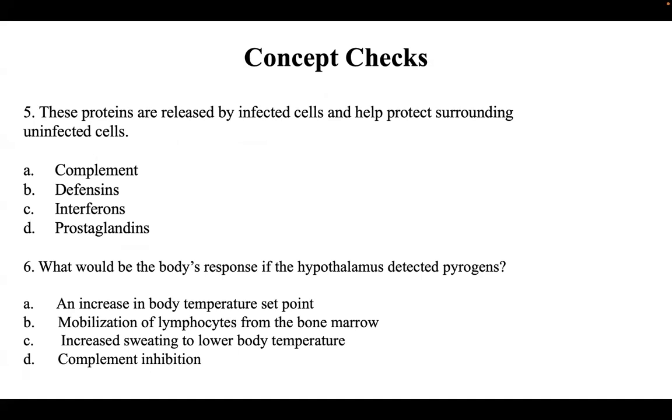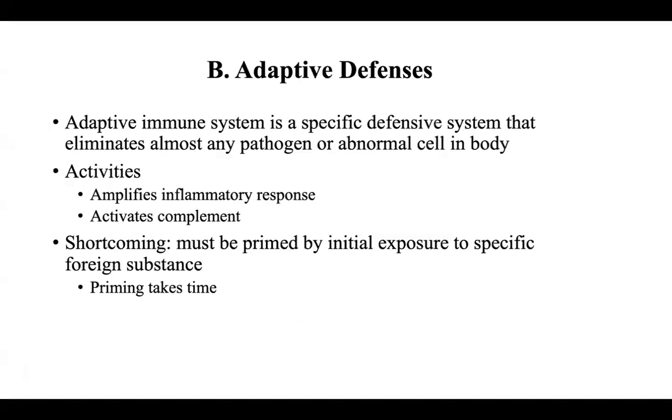Virus infected cells. What would be the body's response if hypothalamus detects pyrogen? Number 6. What is that? A, increase body's temperature beyond a set point. Set point means beyond our normal body temperature.